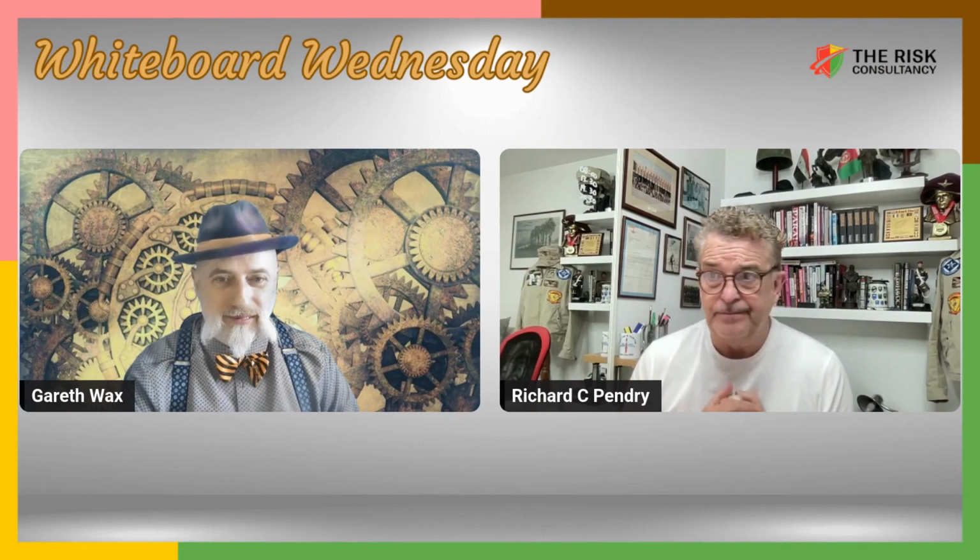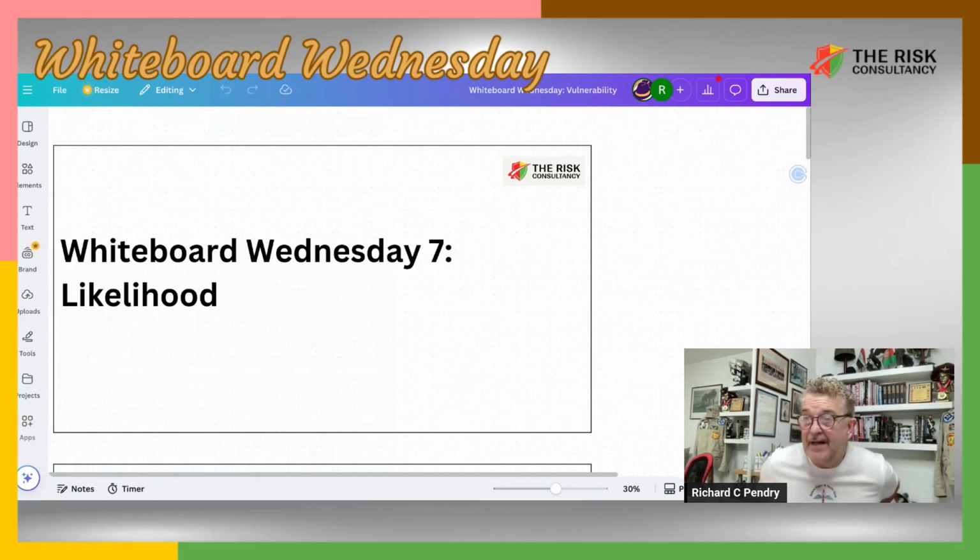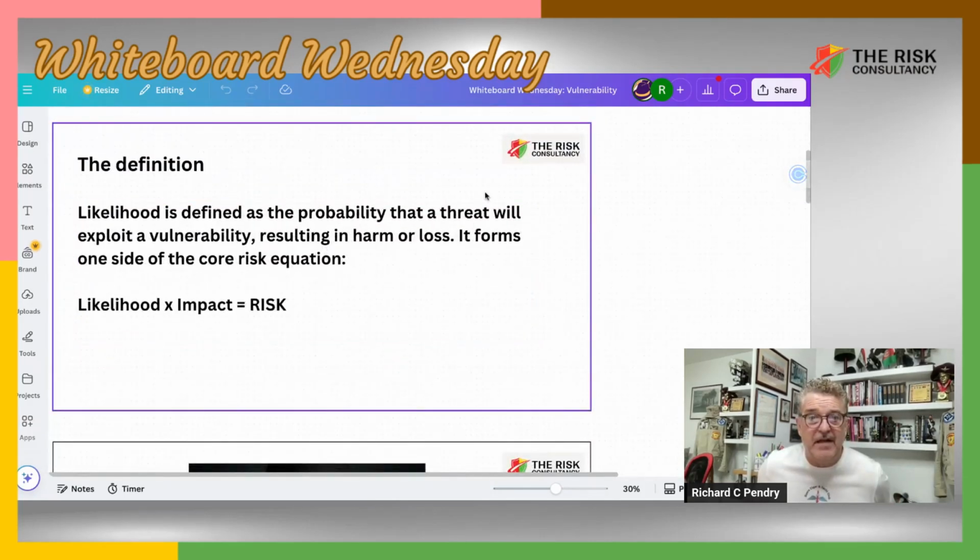Let's talk about likelihood. So we've got our first screen up, likelihood. Definition. You know I like my definitions. Likelihood is defined as the probability that the threat will exploit a vulnerability, something that we covered in a previous episode, resulting in harm or loss. It forms one side of the core risk equation: likelihood times impact equals risk. Remember that we identify a threat and we calculate a risk. Next episode, we're going to be talking about impact, but today we're talking about likelihood.